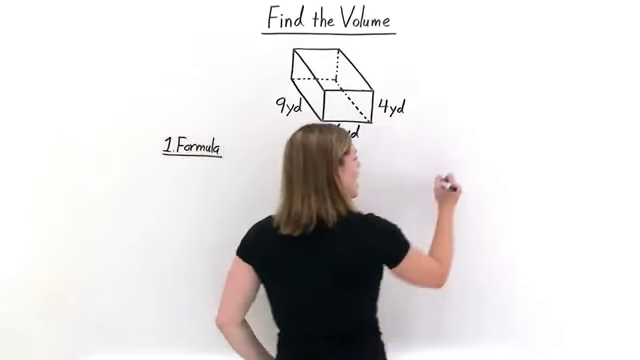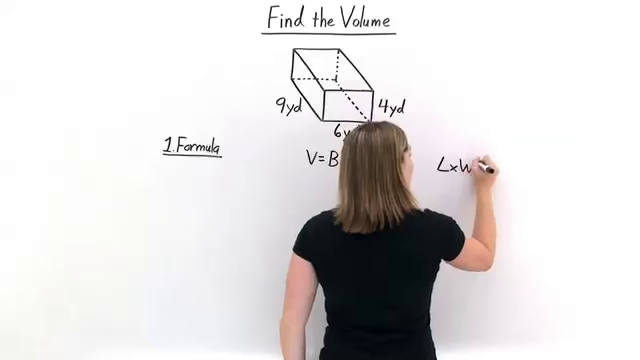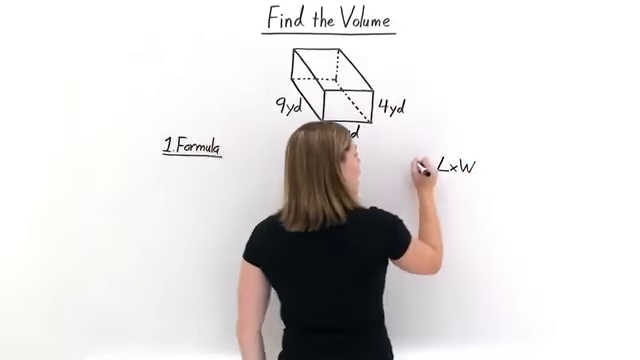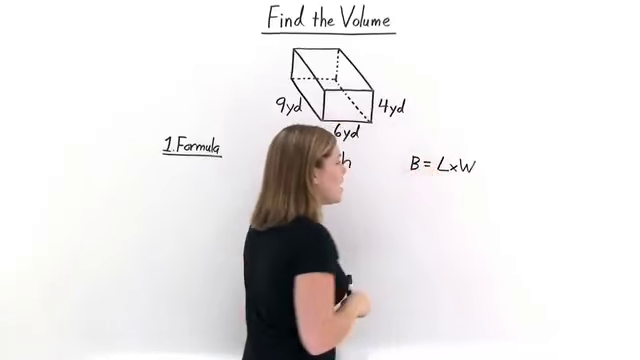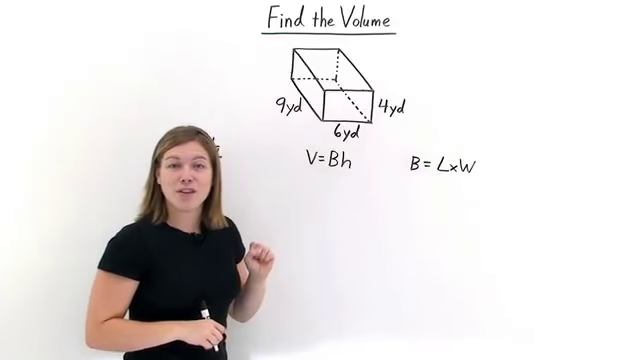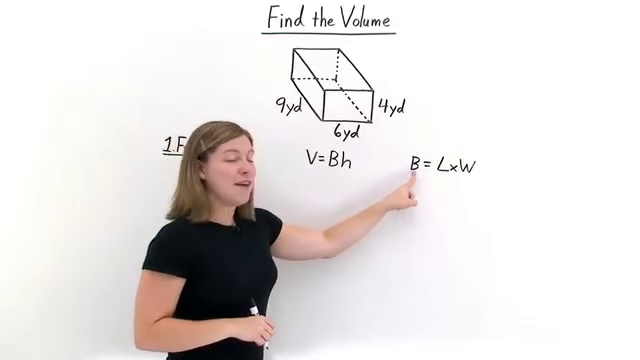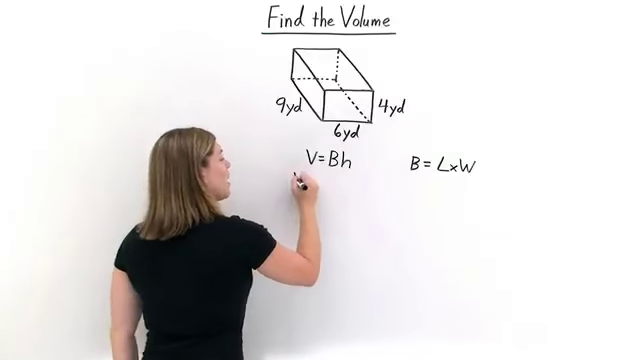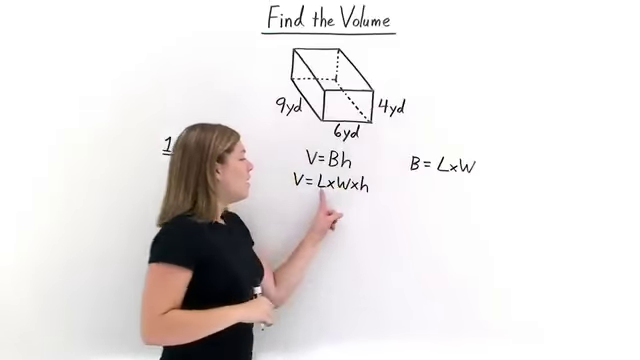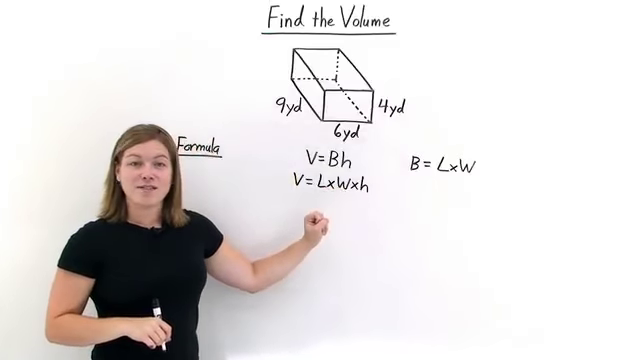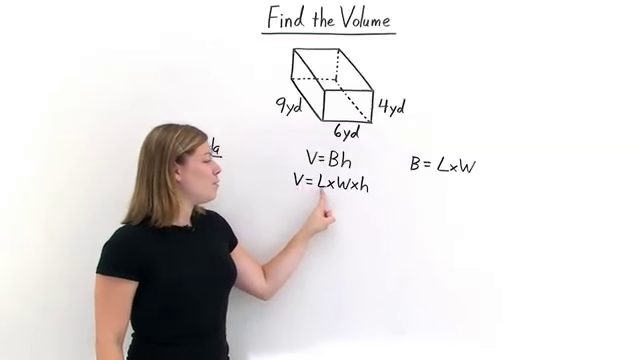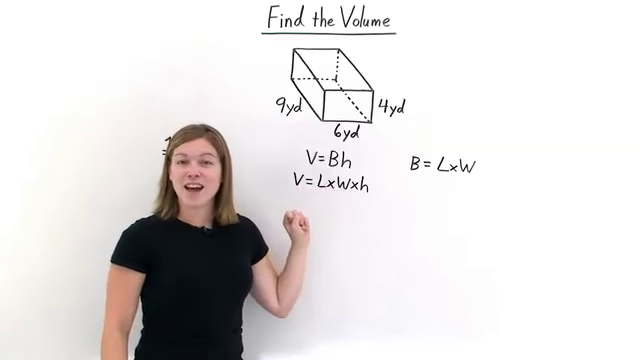The area of a rectangle is found by taking the length times the width of the rectangle. So to find the area of the base, or the area of that rectangle, we can simply take L times W, the length times the width. So instead of writing B, the area of the base, we can write the length times the width, since that is the area of a rectangle, and our base is a rectangle. So now we have that the volume is equal to the length times the width times the height.